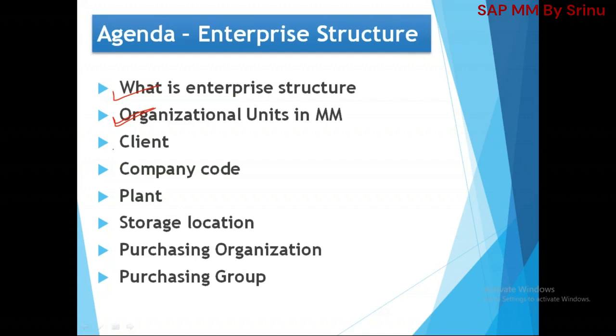So we will see what is client, what is company code, what is plant, and then what is storage location. And what is the purchase organization, and then we will see what is purchasing group. So we will understand the organizational objects with respect to purchasing in the materials management module.